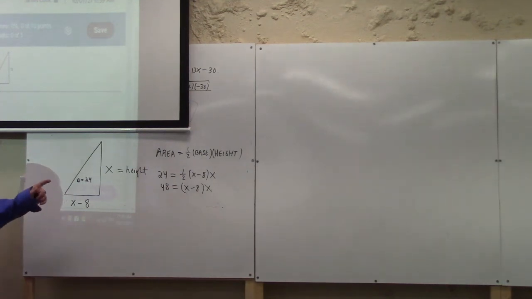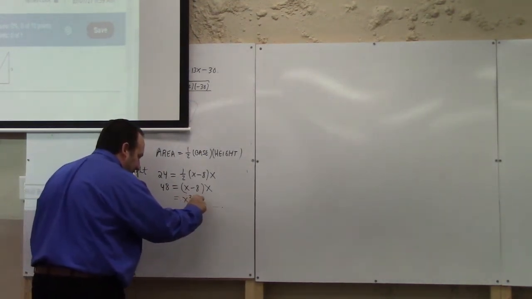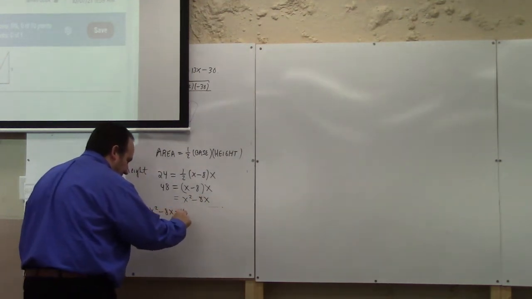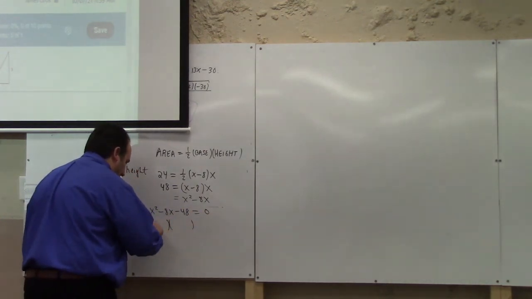If I stare at this for a couple minutes, I can guess it, but let's not do that. So what we got is x squared minus 8x. Let's do it properly. So we've got x squared minus 8x minus 48 equals 0. I believe in book problems being easy, so this should factor.